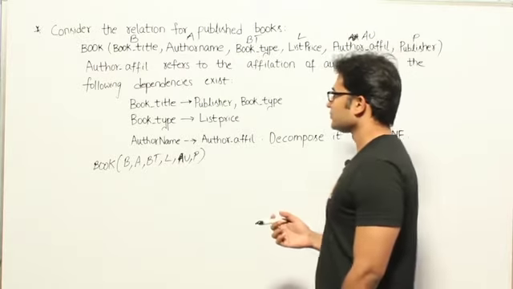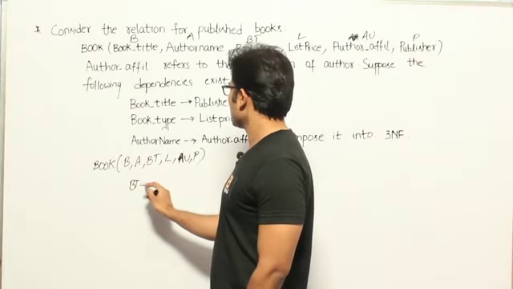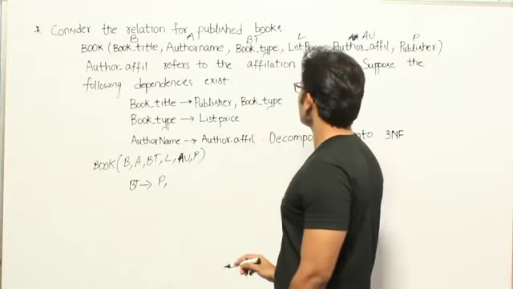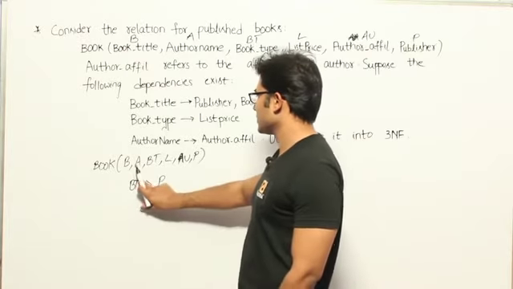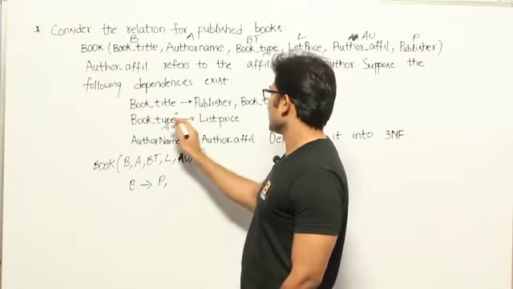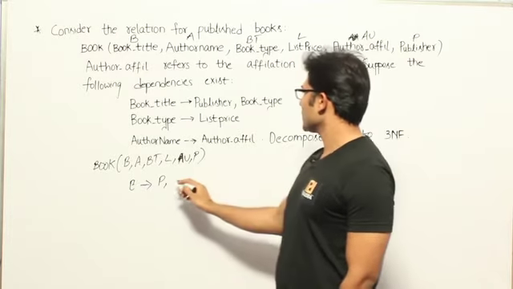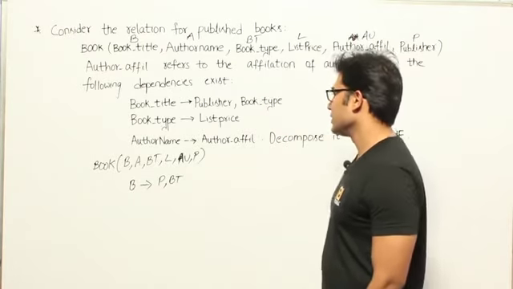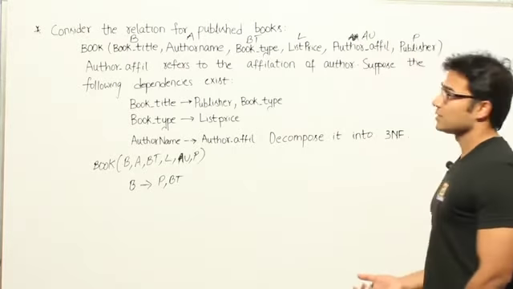What about the FDs given? FDs given are like this: book title determines publisher, comma, book type. For book title we have taken B, isn't it? So B determines publisher, which means P, and book type. For book type we have taken BT. Instead of B and BT, it is confusing. Let's take A, B, C and so on. That way it will be easy.